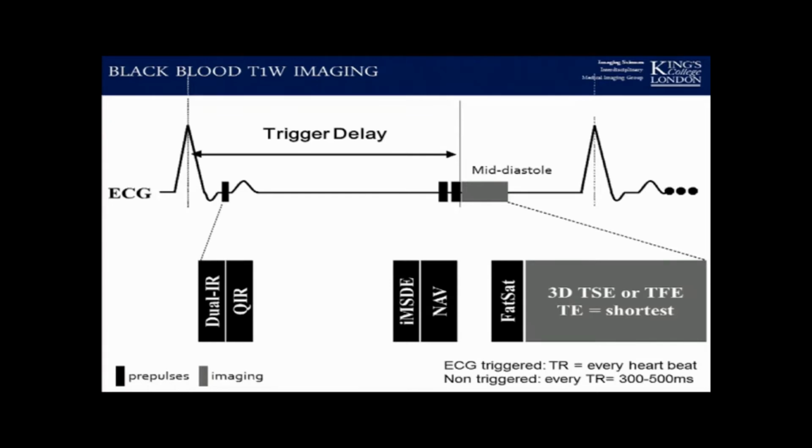Such a sequence usually looks like this. We have several prepulses, and we usually use black blood prepulses that can be a double inversion or quadruple inversion. It could also be a diffusion-like pulse. This is basically a T2 prep with gradients in between, and it can then be combined with turbo spin echo imaging or also with gradient echo imaging. This is the case now for T1 weighted imaging, where we usually image every heartbeat, or if it's non-triggered, usually the TR is between 300 and 500 milliseconds, and the TE is usually shortest.